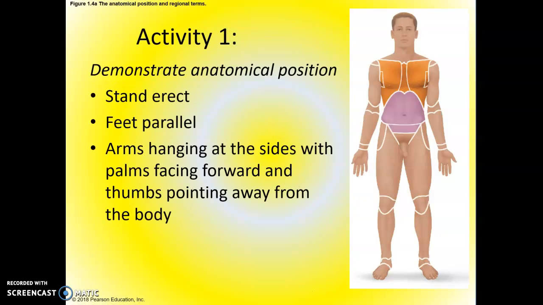So activity number 1 refers to identifying anatomical position and standing in anatomical position. Go ahead and stand up so that you look similar to the person on our board here in terms of your posture. You're standing erect, your feet are parallel and facing forward, your arms are hanging at your sides with your palms facing forward and your thumbs pointed away from the body. That's anatomical position. That's what we're looking for to get us started.